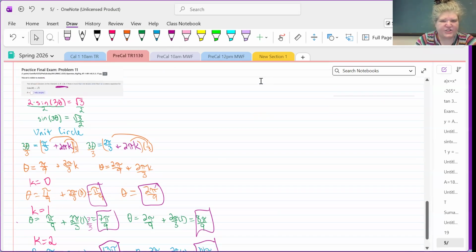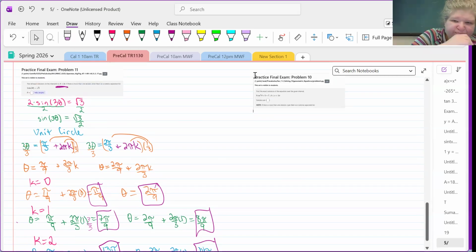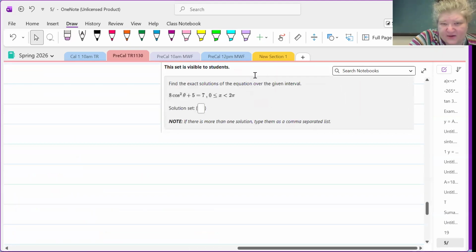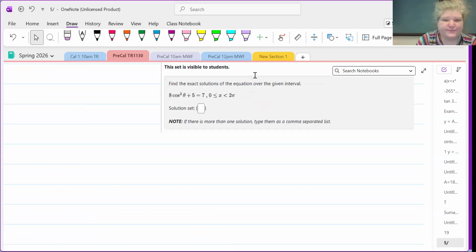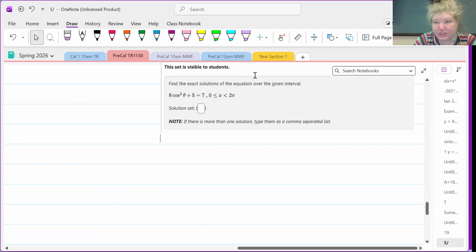Let's take a look at 10 just for comparison's sake, because that's the other trig equation to solve. So this one does not have an extra number with the theta, but it is a quadratic. So we can get everything on the same side and try to factor this. Or since it's only a single trig expression, I can get that trig expression by itself and use the square root property to solve here.